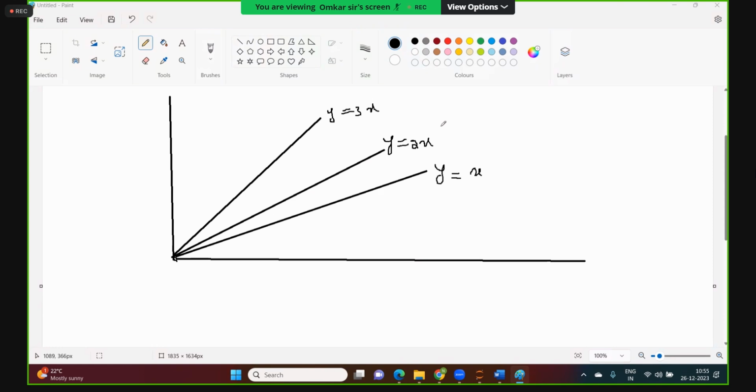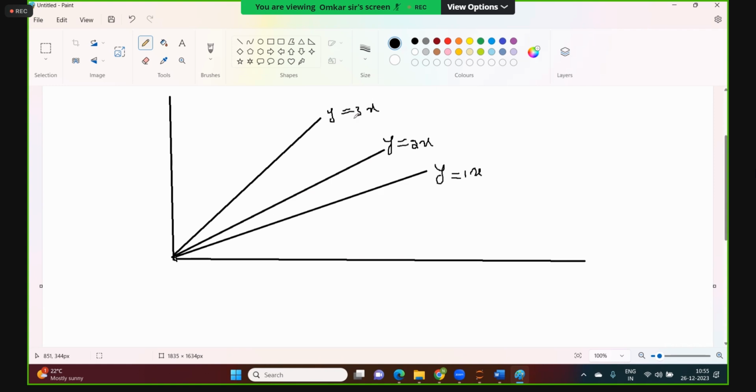All lines will never be on line one. It will not be like that. y = x, y = 2x, y = 3x. The line will shift. When your slope changes, your line will rotate.